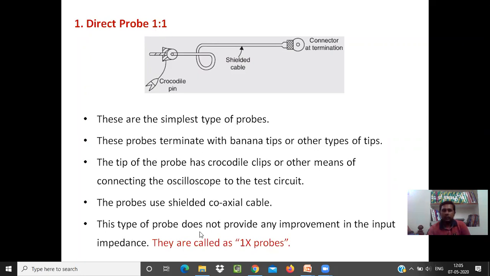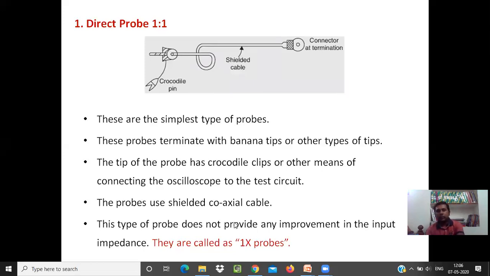We can see that in the last statement of this slide. This type of probe does not provide any improvement in the input impedance. So when you are using this direct probe, there is no change in the input impedance. Whatever the signal, whatever the circuit output impedance, the same thing is carried and connected to the CRO. There is no change in the input impedance.